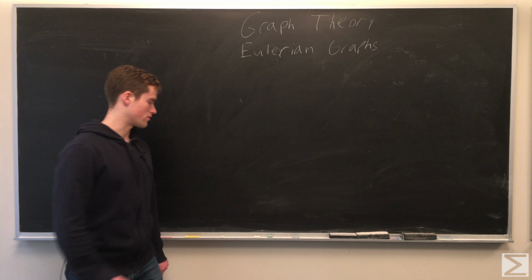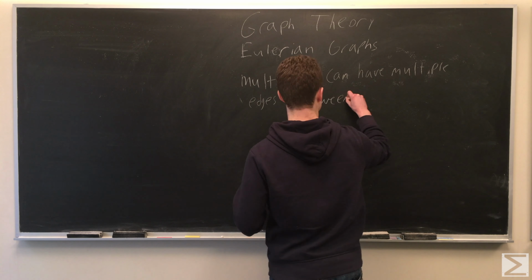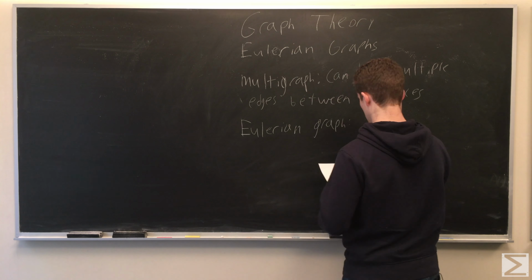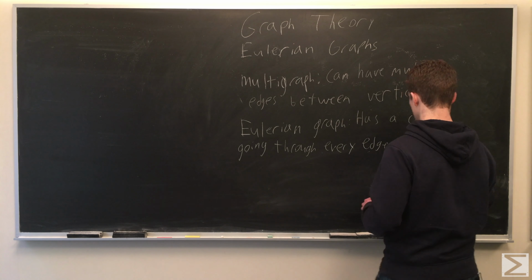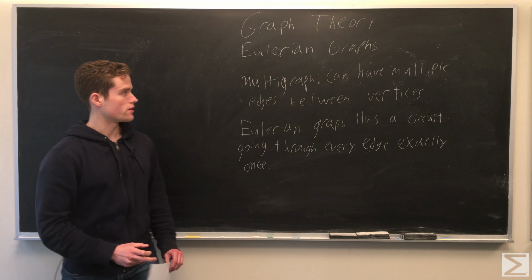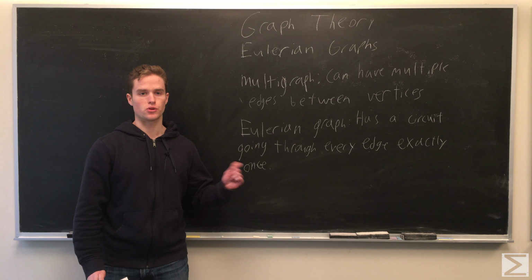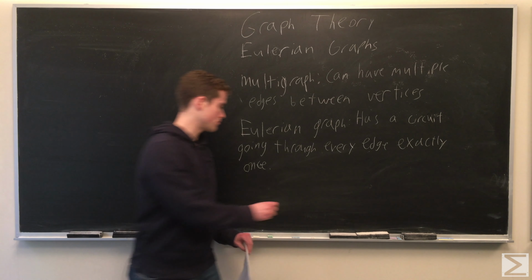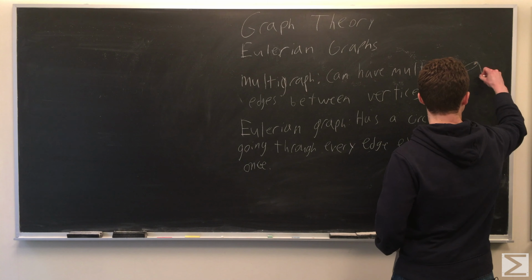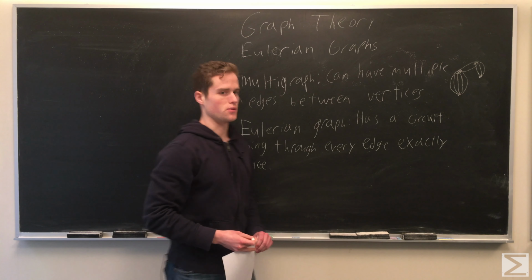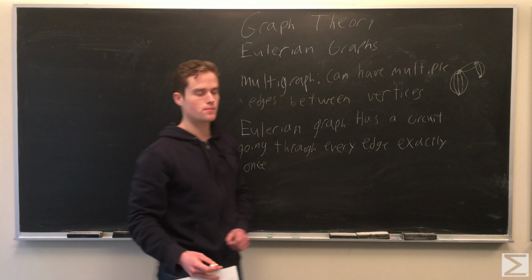So first, a multigraph. First we're going to define multigraph. A multigraph is just a graph where the vertices can have multiple edges between them. So instead of just one edge, you can have as many edges as we want between the vertices.